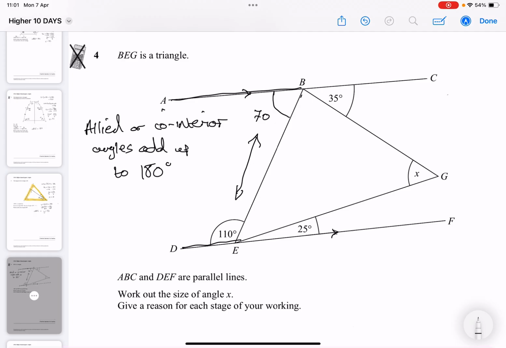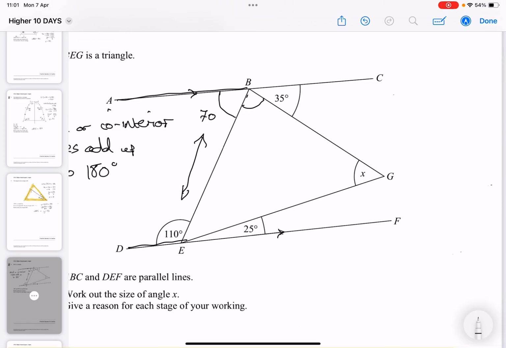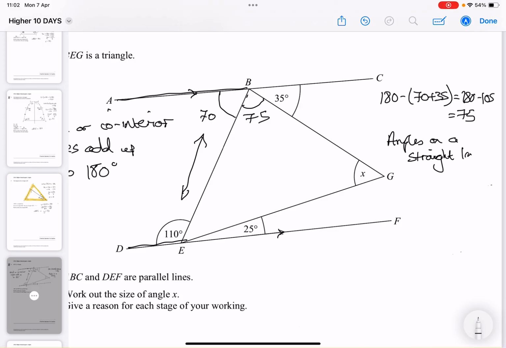Once I've got that 70, of course I can look at this angle here, which is actually 180 take, well I've got 70 plus 35, which is 180 take 105, which is 75. So this angle here is 75, and the reason is angles on a straight line add up to 180 degrees.